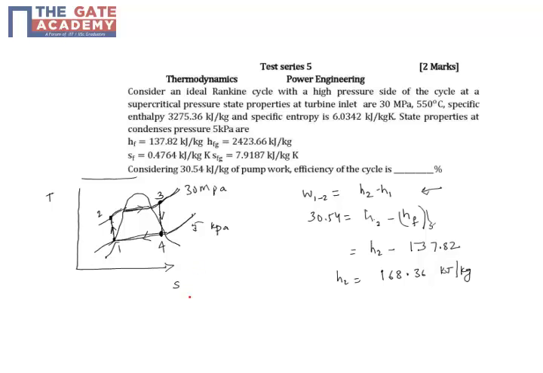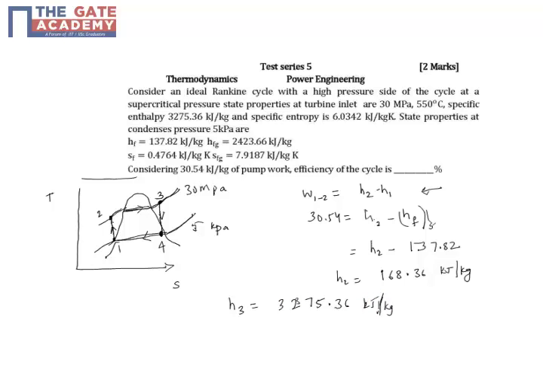So let's look at H3. Now H3 is basically given because H3 is in the supercritical zone. H3 is given as 3275.36, so that is given. But now how do I get H4?